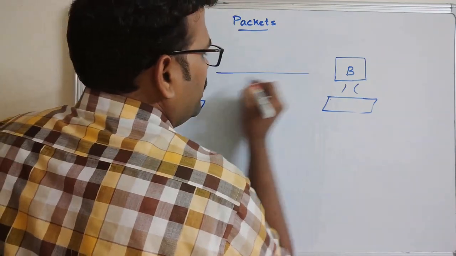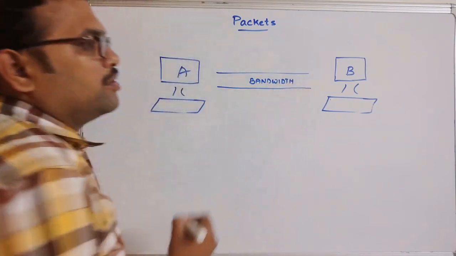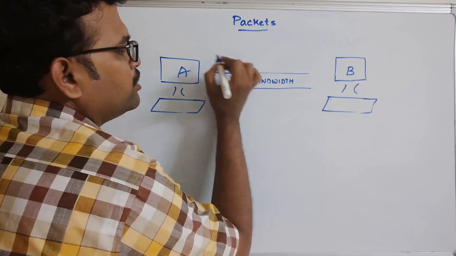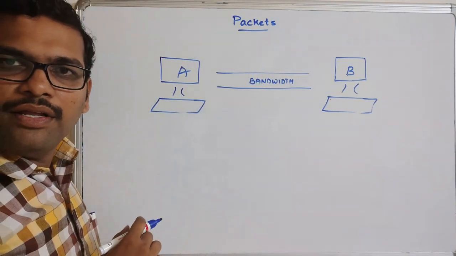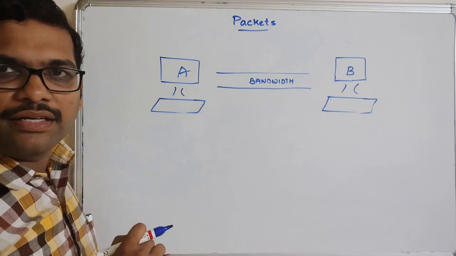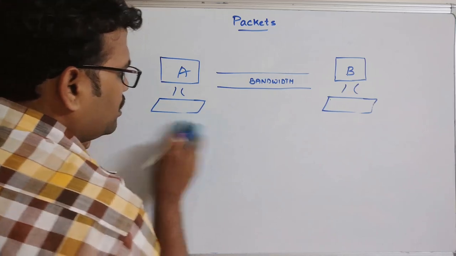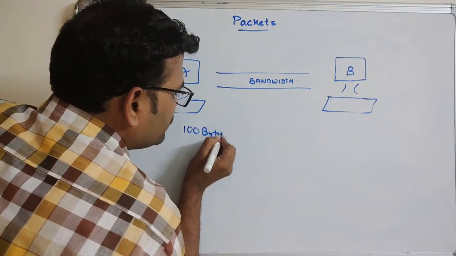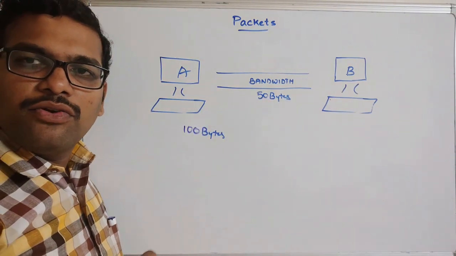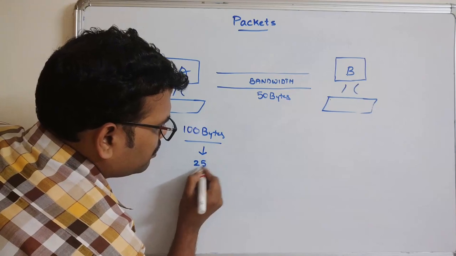So let this be the bandwidth. The data will be transferred from A to B through the bandwidth. For example, if A wants to send data which is more than the available bandwidth, then what happens? Here the data will be divided into small parts called packets, right? For example, some 100 bytes of data is to be transferred from A to B and the bandwidth is only 50 bytes. So it's somewhat difficult to send the 100 bytes at a time. So what happens here? It will be divided into different smaller parts.